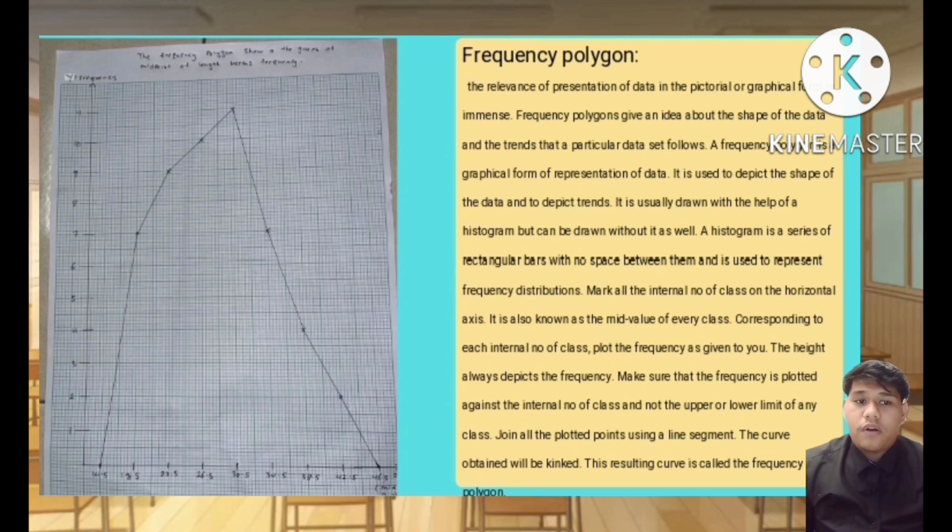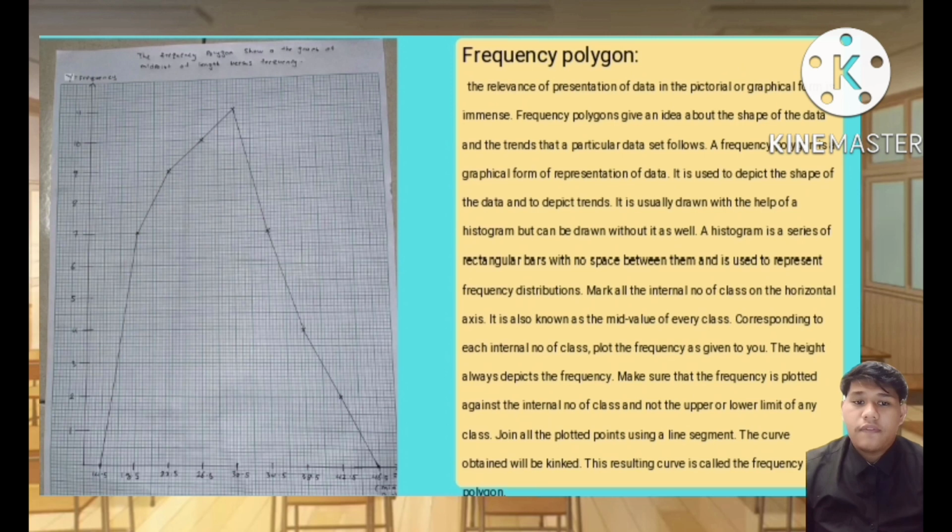After that, on the graph, midpoint 14.5, frequency is 0. Midpoint 18.5, frequency is 7. Midpoint 22.5, frequency is 9. Midpoint 26.5, frequency is 10. Next, midpoint 30.5, the frequency is 11.